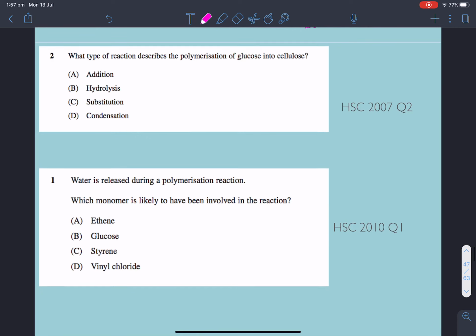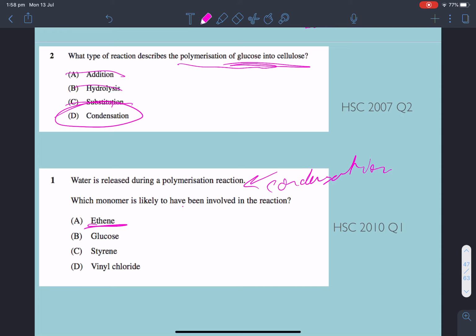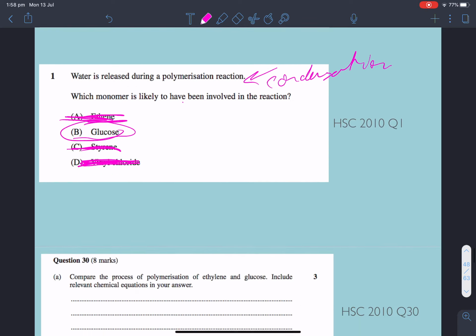What type of reaction describes the polymerization of glucose into cellulose? It's not an addition. It's not a hydrolysis. It's a condensation. We've just been talking about it. Water is released during a polymerization reaction. What monomer is likely to have been involved? If water is released, it must be a condensation polymerization. Ethene is an addition monomer. Glucose is a condensation. Styrene is an addition, and vinyl chloride is an addition. So glucose is our answer there.